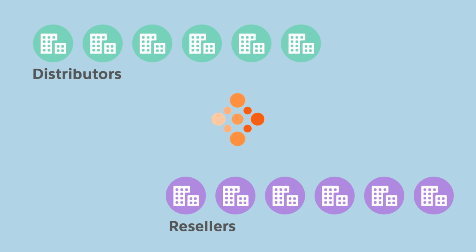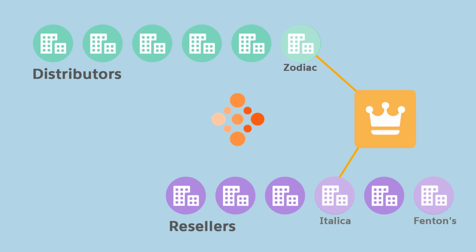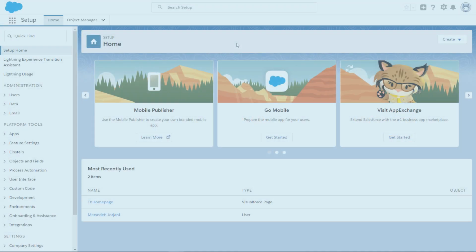The Pacifica sales organization wants to set up deal collaboration between its distributors and resellers, so that specific distributors can access the opportunities owned by specific reseller accounts. So, for example, Zodiac, a distributor account, needs to have access to opportunities owned by two reseller accounts, Italica and Fenton's. You could figure this out by Apex sharing, but you'd need to fund a developer.